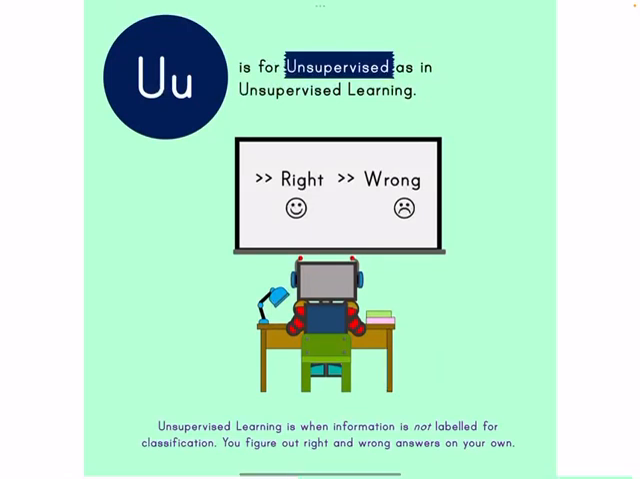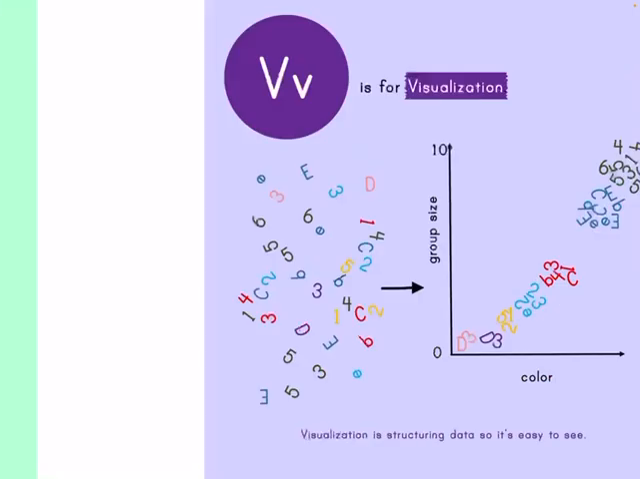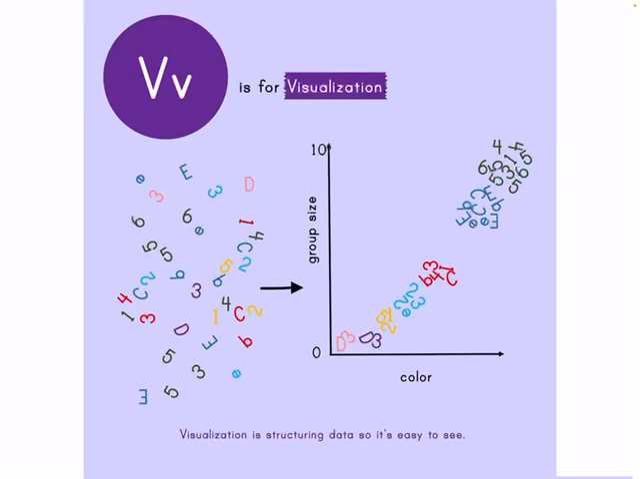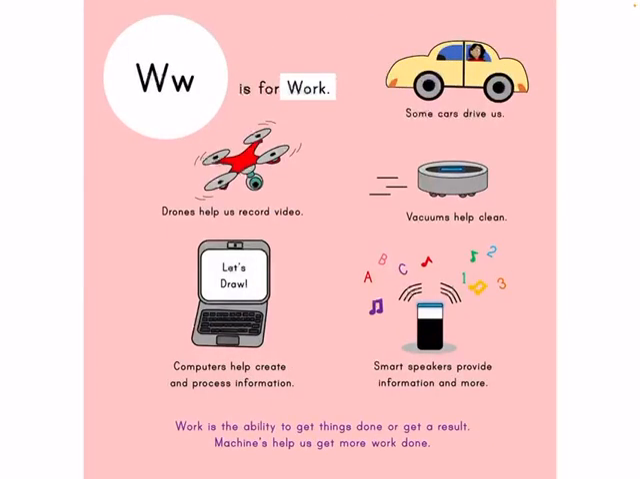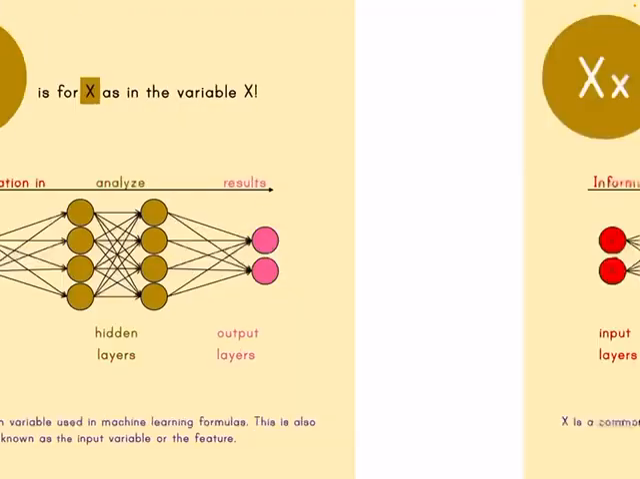U is for unsupervised learning. Unsupervised learning is when information is not labeled and it's not available for classification. You figure out the right and wrong answer on your own. It's like not having a teacher, but you just try both ways. V is for visualization. Visualization is structuring data so we can see it on a large graph of some sort. W is for work. Work is the ability to get things done or get a result. Machines help us get more work done.